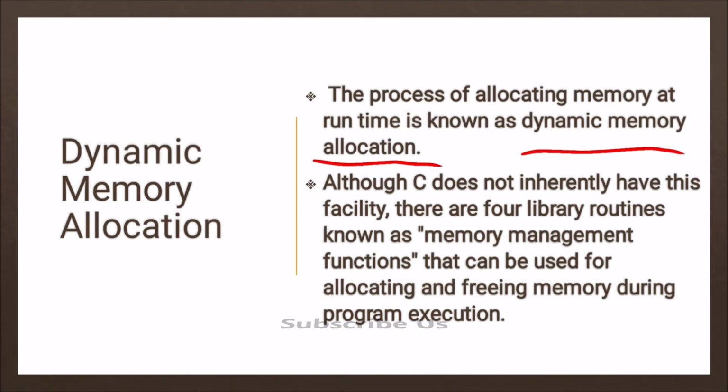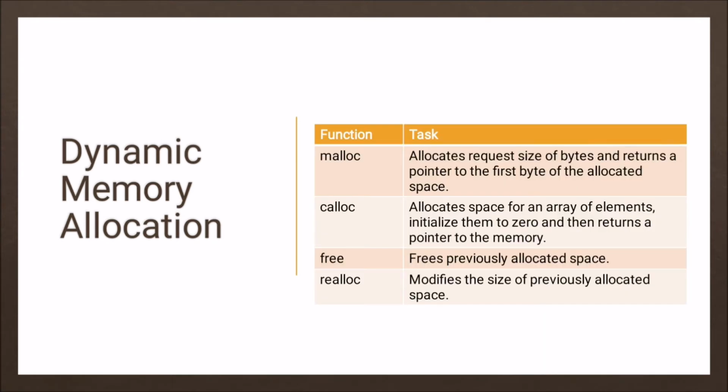Although C does not inherently have this facility, there are 4 library routines known as memory management functions that can be used for allocating and freeing memory during program execution. So these are the functions. The malloc function: what is the task of the malloc function? It allocates a requested size of bytes and returns a pointer to the first byte of the allocated space.